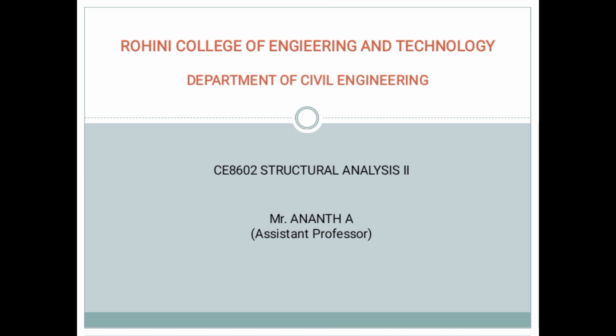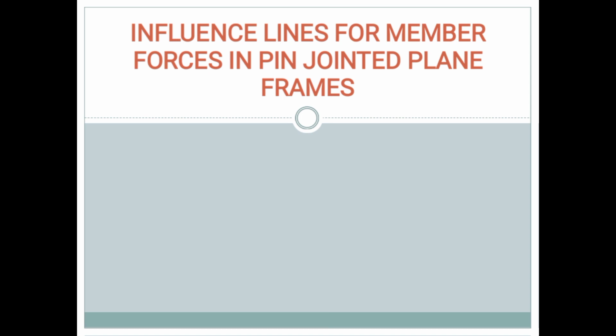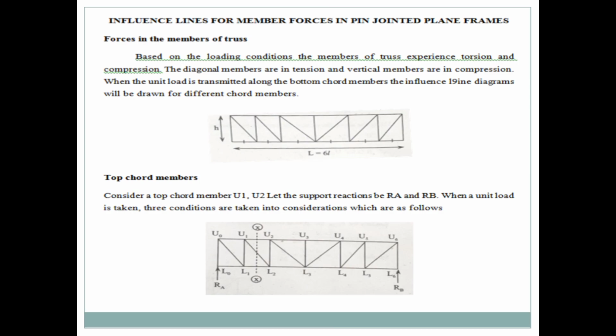So here we discuss the influence line for member forces in pin jointed plane frames. These are the forces in the members of a truss. Based on the loaded conditions, the members of trusses experience tension and compression. The diagonal members are in tension and vertical members are in compression.